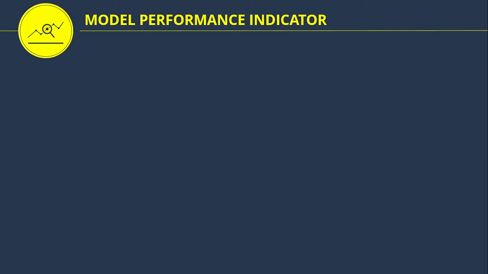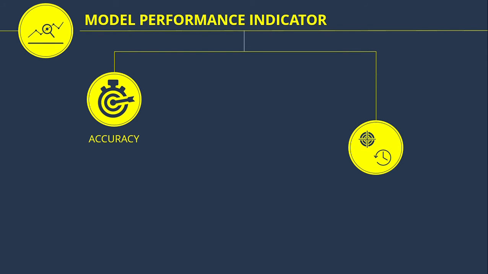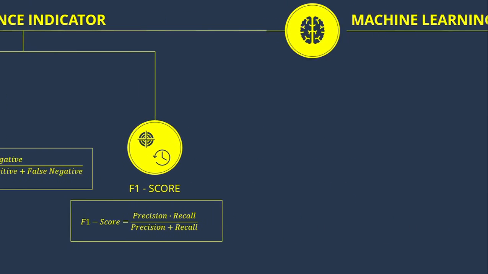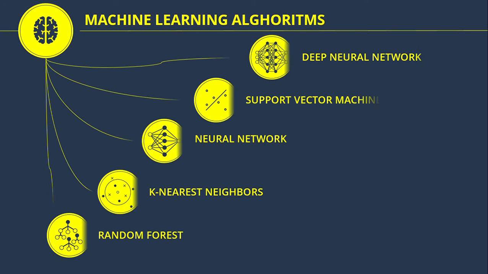Next, for model performance indicators, we use two evaluation metrics: accuracy, which is the right predictions divided by the total of the dataset, and F1 score, which represents precision and recall. Then the machine learning algorithms that I use in this project: first, in the deep learning section, I use a deep neural network. In traditional machine learning, I use support vector machine, neural network, k-nearest neighbor, and random forest.